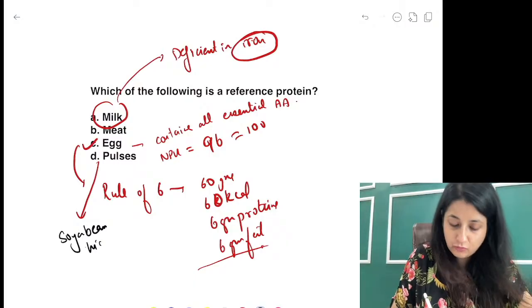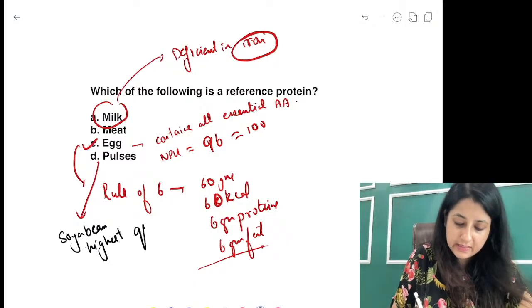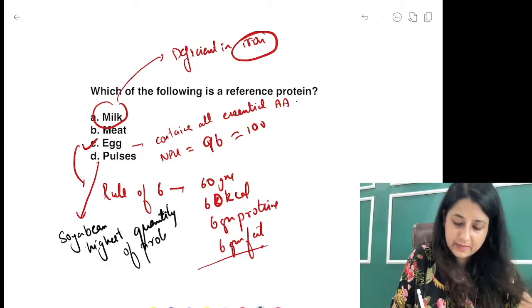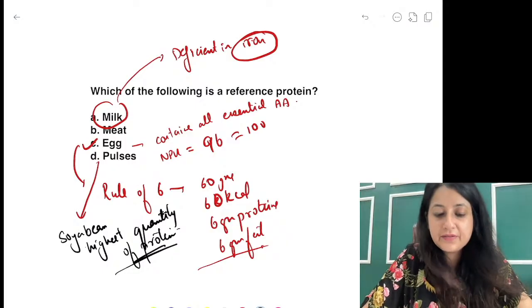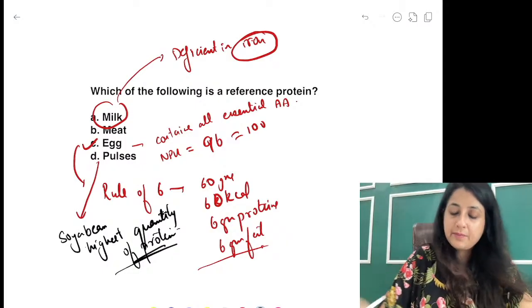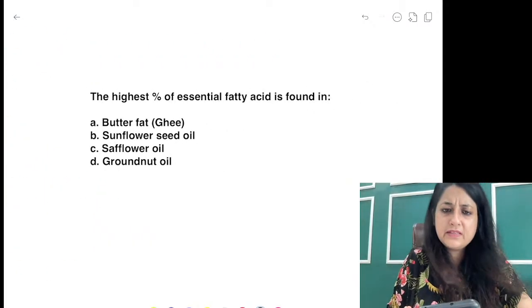Alright, highest quantity of protein is in which? Soya bean has the highest quantity of protein. But best quality of protein is always in egg. Clear? PDF has been shared on the group. Please check it out once.